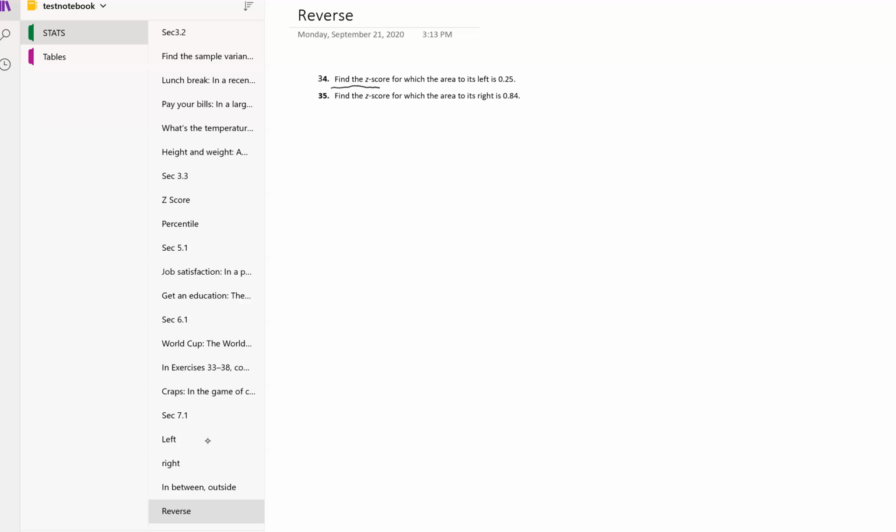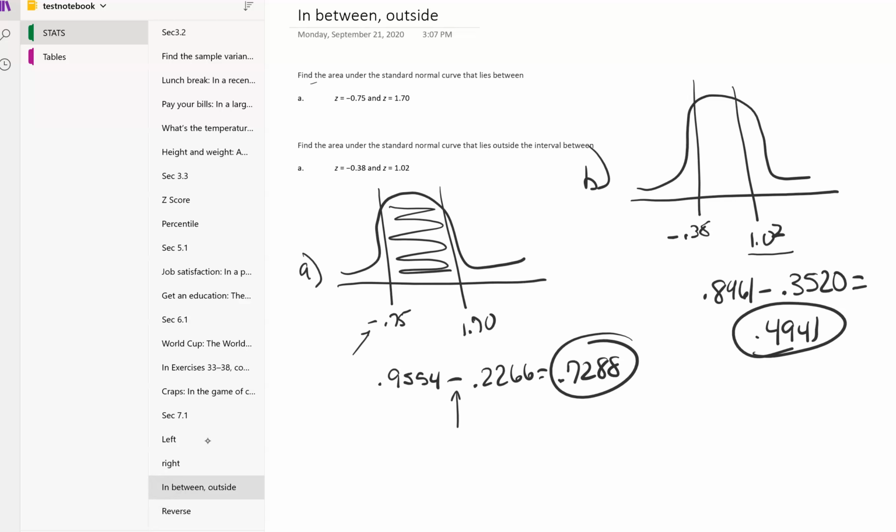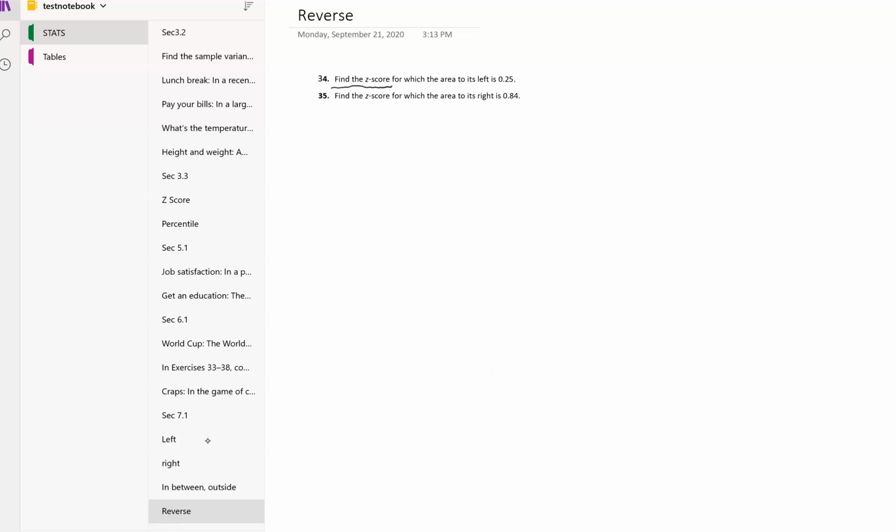Okay, finally, these are the ones going backwards, and I know they're going backwards because it says find the z-score, where the other one said find the area given the z-score. See how it says z equals? All right, so find the area for which it's to the left, 0.25.